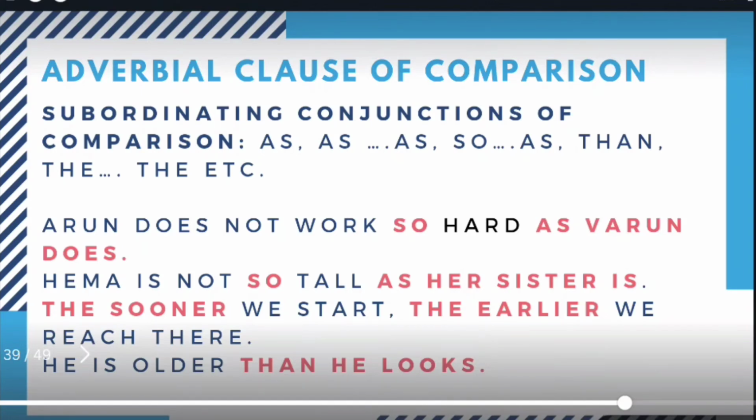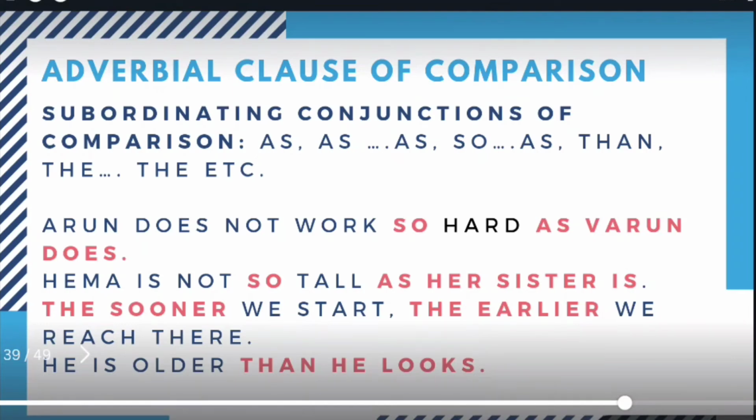Next, Hema is not so tall as her sister is. Here Hema is not tall എന്ന് പറയുന്നതാണ് independent clause. So so dash as her sister is എന്ന് പറയുന്നത് is a dependent clause, is an adverbial clause of comparison. ഹേമയും ഹേമയുടെ സഹോദരിയുടെയും പൊക്കത്തെക്കുറിച്ച് പറയുന്നതാണ്. So Hema is shorter than her sister, അല്ലെങ്കിൽ Hema is not so tall as her sister എന്നാണ് ഈ സെൻറ്റൻസിൻ്റെ ഉള്ളടക്കം. And Hema is not tall is the main clause, and the adverbial clause of comparison is so dash as her sister is.